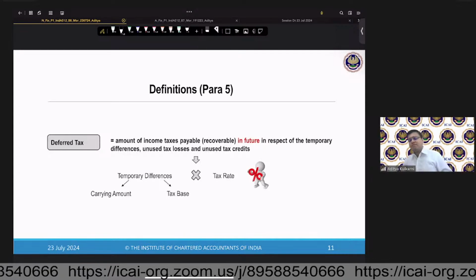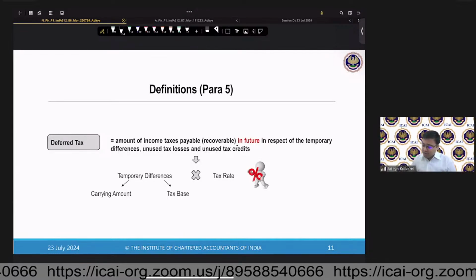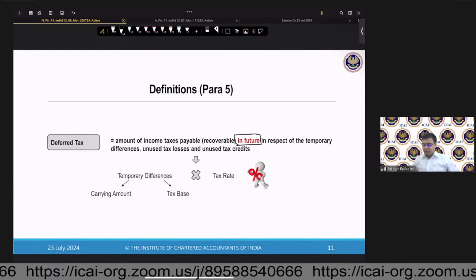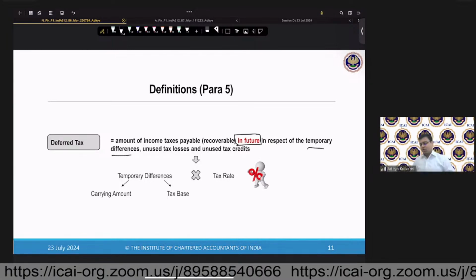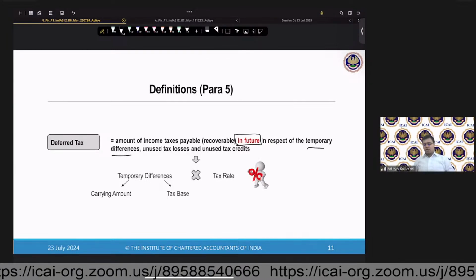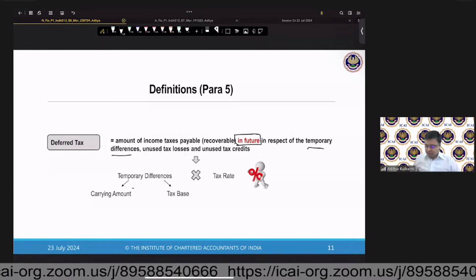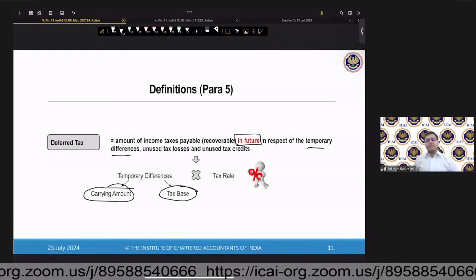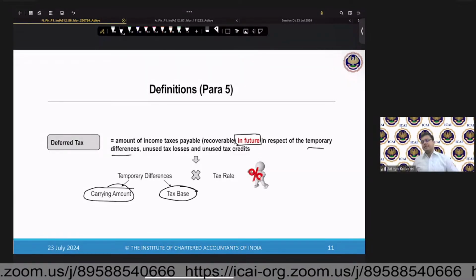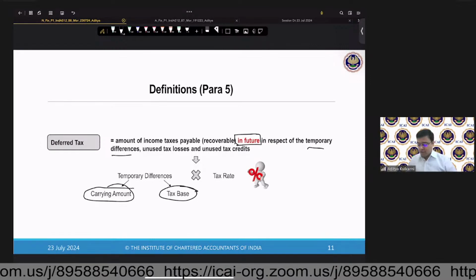Amounts of taxes payable or recoverable in the future in respect of temporary differences. Temporary differences arise on account of the difference between the carrying amount and the tax base, multiplied by the tax rate. So that gives you the deferred tax.